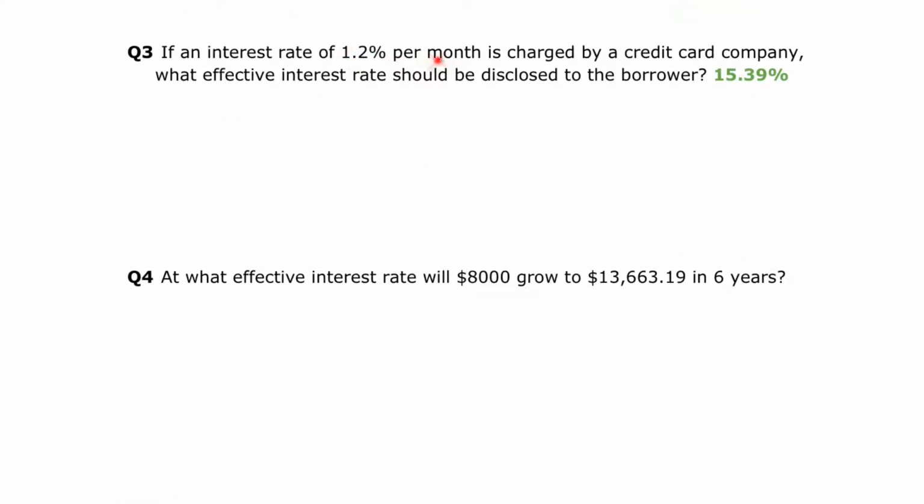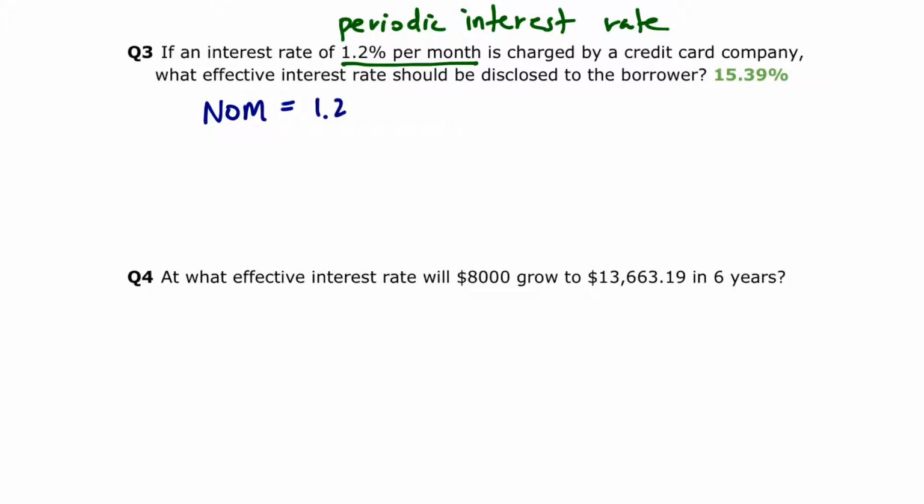Is that in that same format? Does it say 1.2% compounded monthly? No. So what rate is that? That's not the nominal rate. That's what I want you to notice. It's periodic. This is the periodic interest rate. And how would you find the nominal rate from here? Yes. Because it's a rate per month, the nominal rate, which is an annual rate, would be that number times 12. Exactly. So it needs to be 1.2 multiplied by 12, which is 14.4.